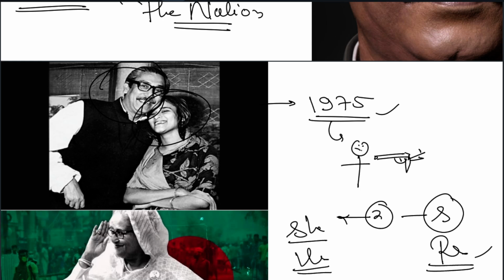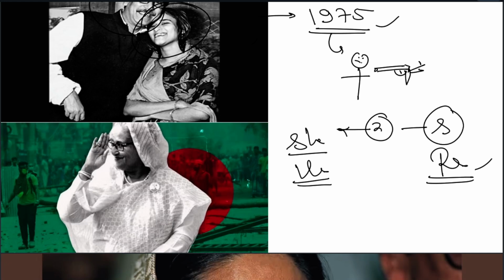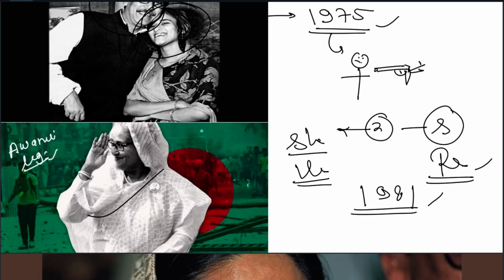This was Sheikh Hasina. Now, further on, what happens? Sheikh Hasina and Sheikh Rehana survived because they were abroad at that time. After her father's assassination, Sheikh Hasina lived in exile in India and later in Europe. Later on, she returned to Bangladesh in 1981, 6 years later, after being elected as the president of the Awami League, and this was the start of her political career. She became the new leader of the party.